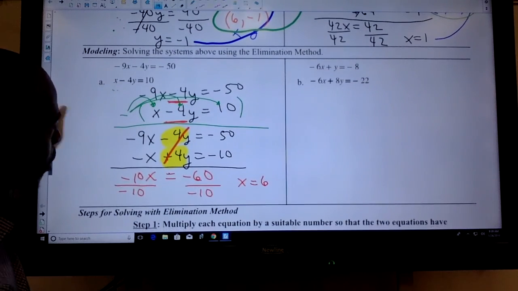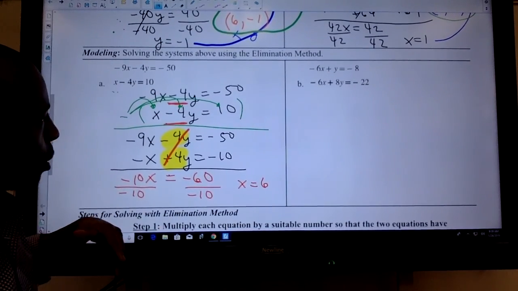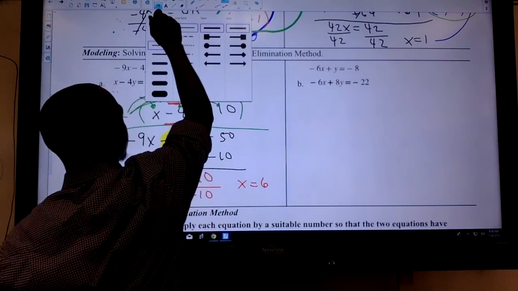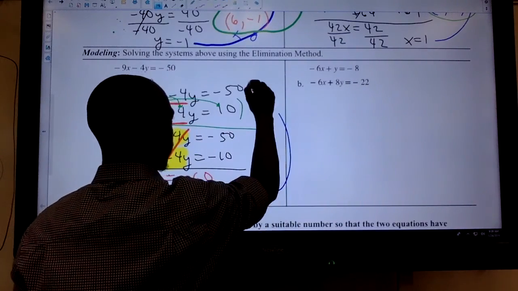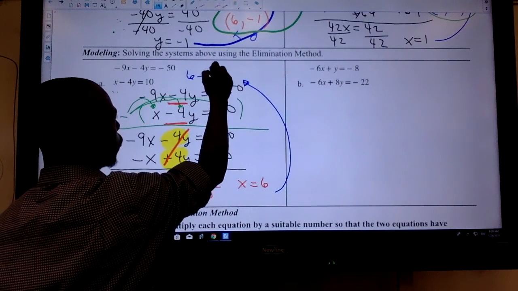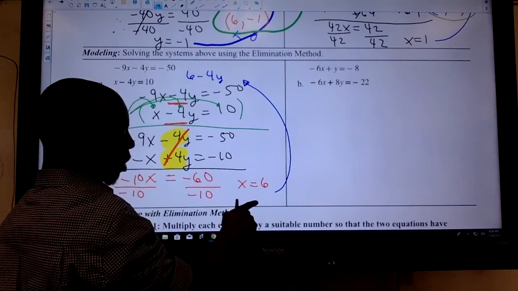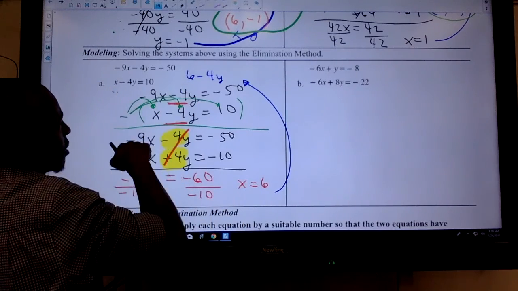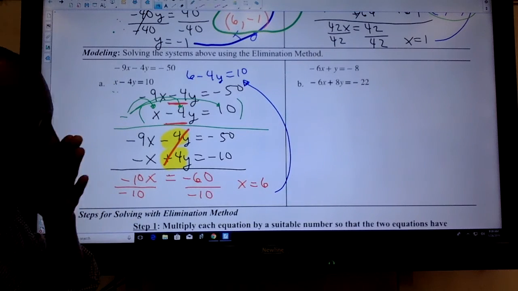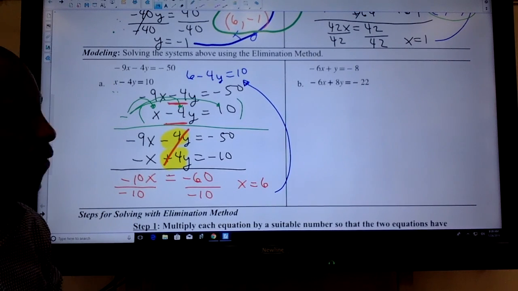In this case, I'm going to substitute it into the bottom one. I'm going to use the color blue as my substitution, and I'm going to do it up here so you can see it. So 6 minus 4y, because I don't know what y is, I only know what x is. So I changed x to 6, equals 10. Now we have to solve for y.